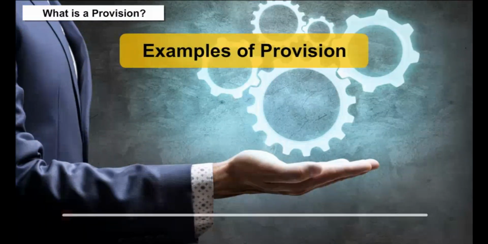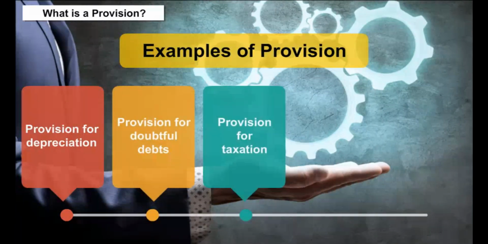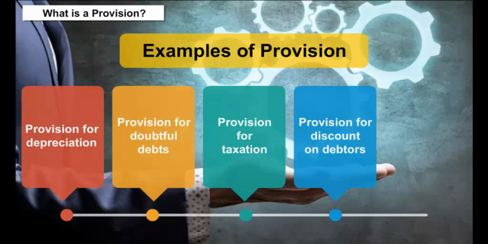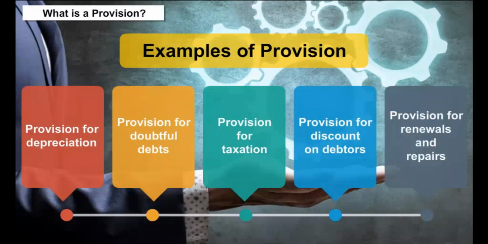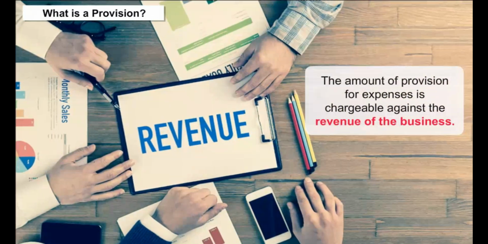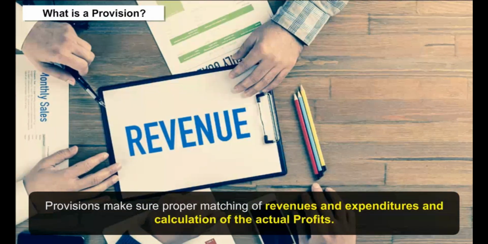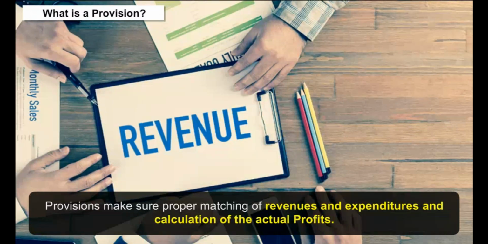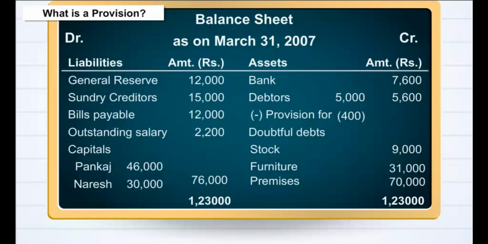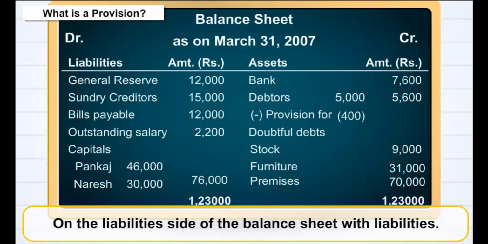Examples of provisions are provision for depreciation, provision for doubtful debts, provision for taxation, provision for discount on debtors, provision for renewals and repairs. The amount of provision for expenses is chargeable against the revenue of the business. Provisions make sure proper matching of revenues and expenditures and calculations of the actual profits. In the balance sheet, the amount of provisions must be shown as a deduction from the current assets on the asset side, or on the liabilities side of the balance sheet with liabilities.